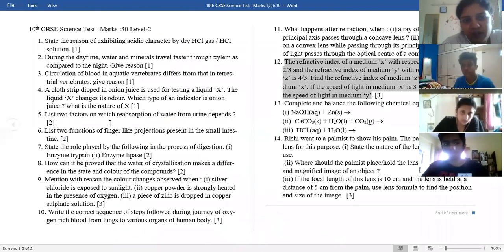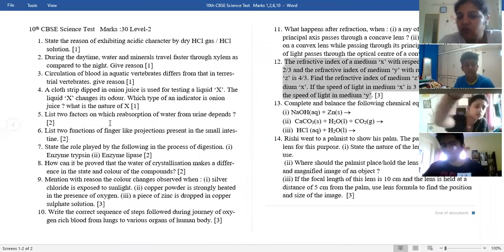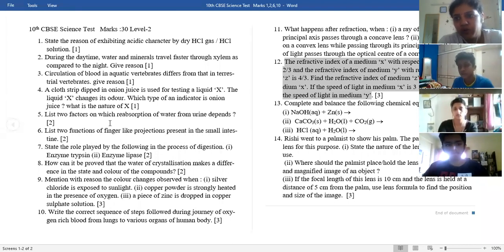During the daytime, water and minerals travel faster through xylem as compared to the night. Because due to the presence of heat energy, the rate of transpiration is more during daytime. And due to more rate of transpiration, the suction pull applied on the xylem water is more. So therefore, water travels faster during daytime compared to nighttime. Is that clear? So the rate of transpiration is more during daytime.